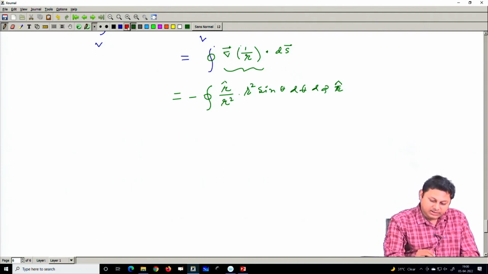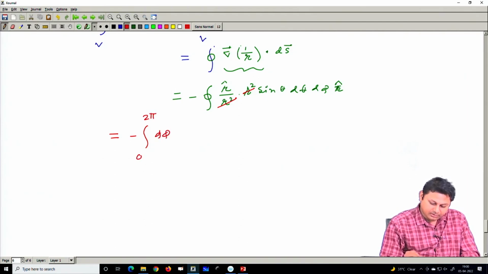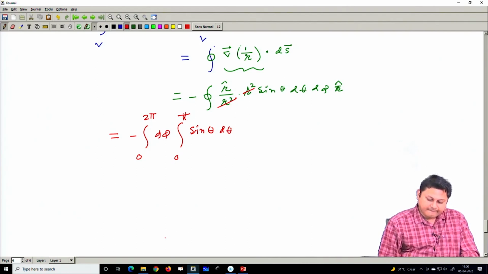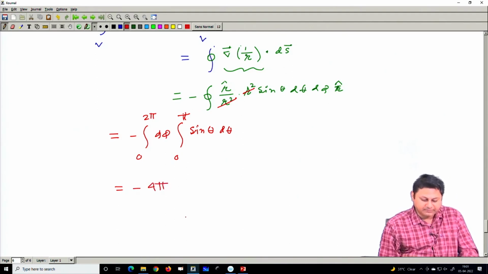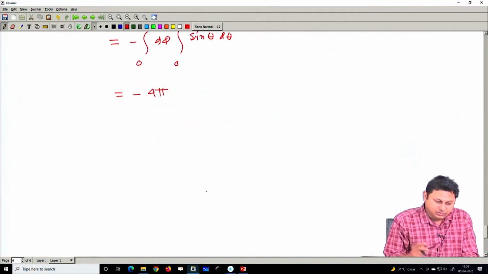Okay. Now, this r square will cancel out, that is the interesting part, and eventually I get minus of the integration 0 to 2 pi for d phi, and then the integration 0 to pi for sin theta d theta, and that quantity is simply minus of 4 pi, it is not equal to 0, it is minus of 4 pi.